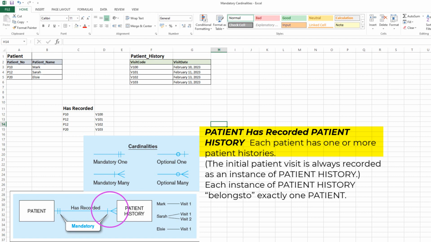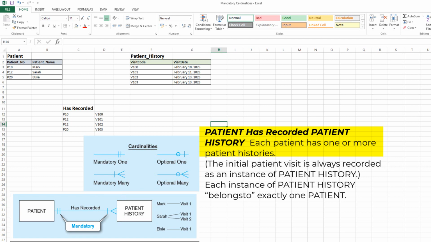Another example is my mother, who lives with me. She often goes there to consult a hematologist multiple times, and therefore she has fulfilled the business rule that each patient has one or more patient history. She has been there more than once and therefore is considered a patient at Silang Specialist Hospital. I hope that makes sense.